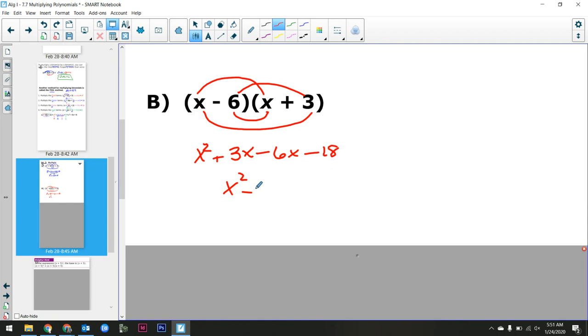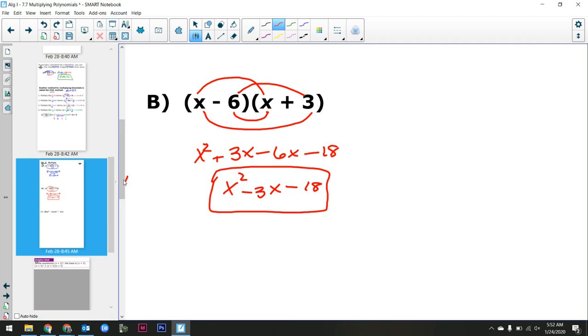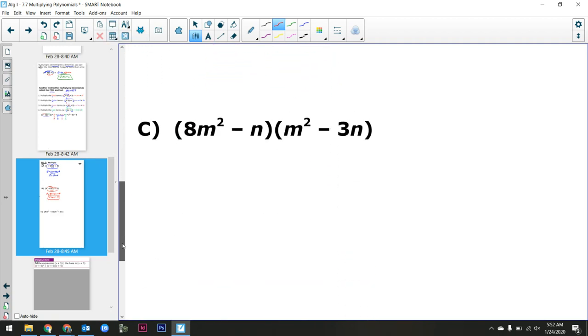Combine like terms in the middle. 3x minus 6x is a negative 3x. And there's my answer. Okay, I'd like you guys to pause and try this one. Now it's a little bit more difficult because we've got squareds and stuff, but you can do it.